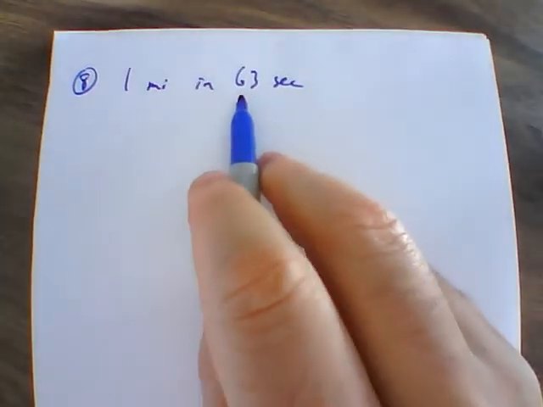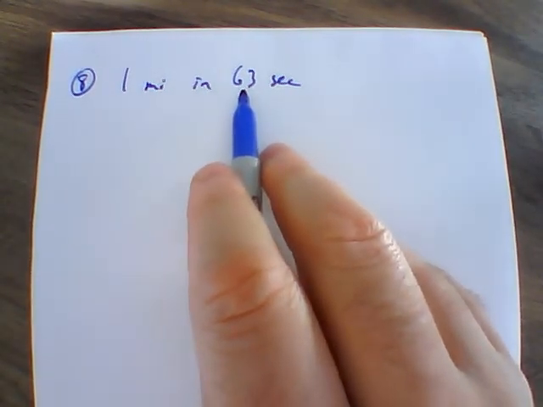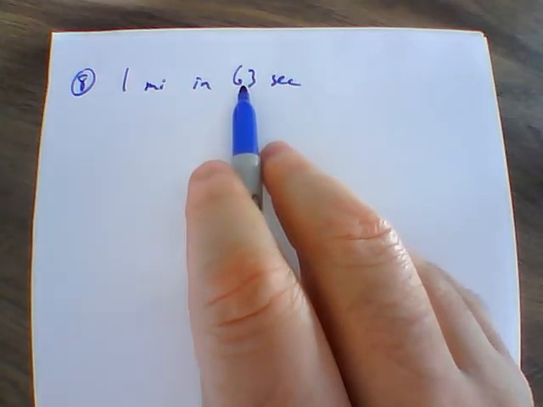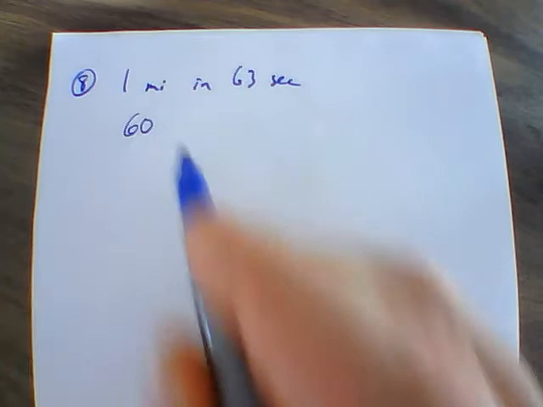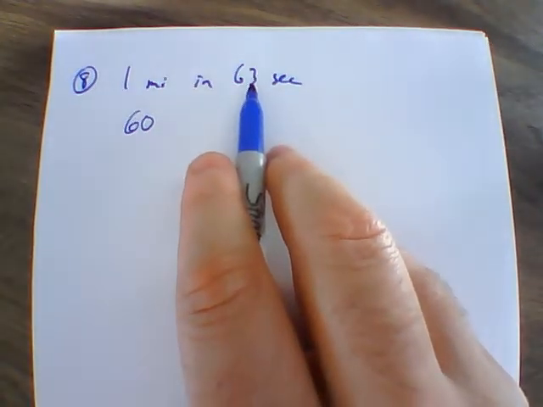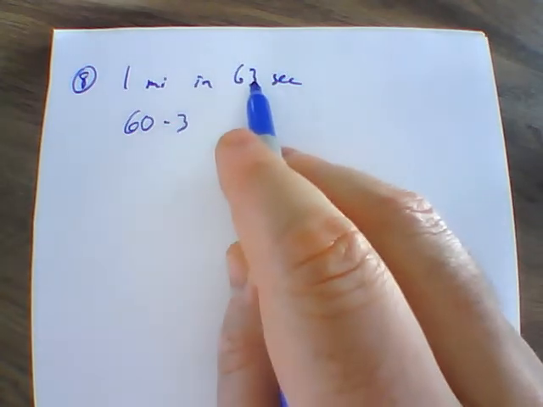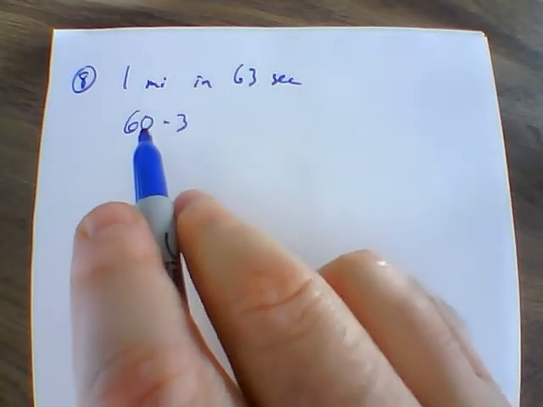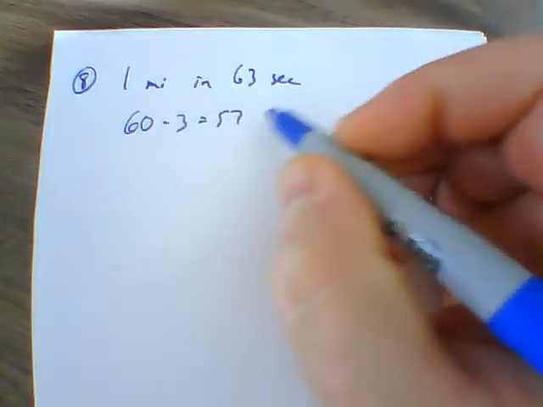One of the best ways to look at this is to think about 60 seconds as a base unit for 1 minute. If we consider this to be 60, we now look at how much over we are. If we're over, we're going to subtract, because if we're going over, we're actually going slower than what that 60 seconds would be telling us. So 60 minus 3 equals 57 miles per hour.